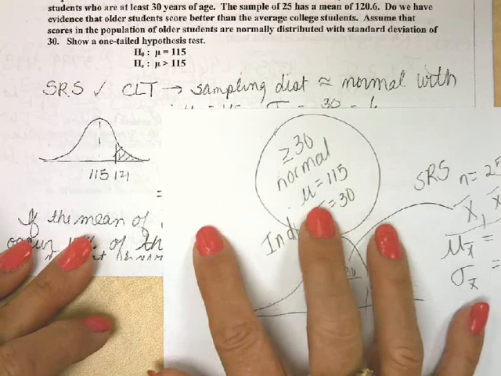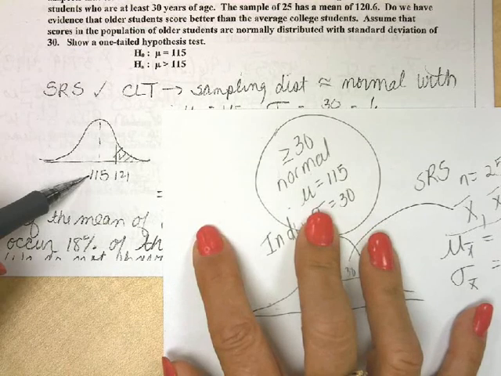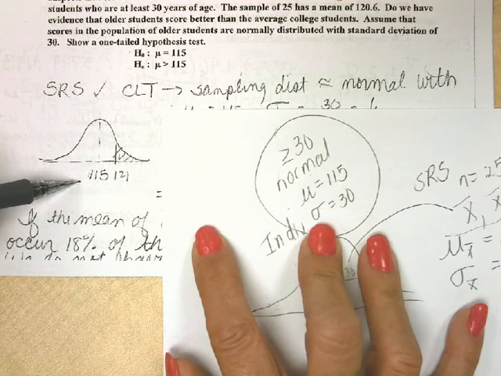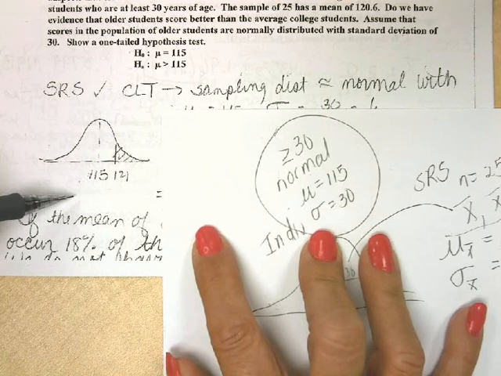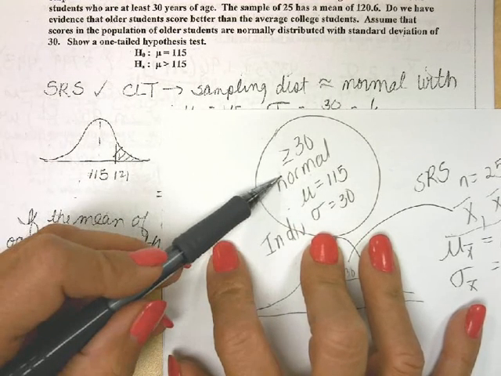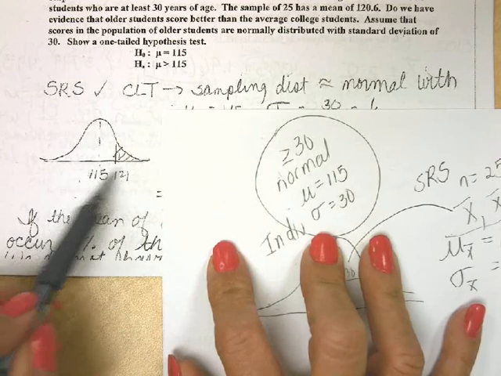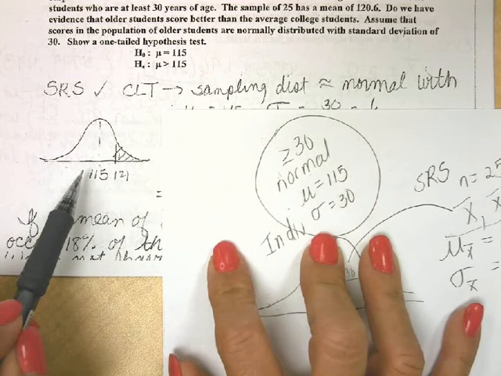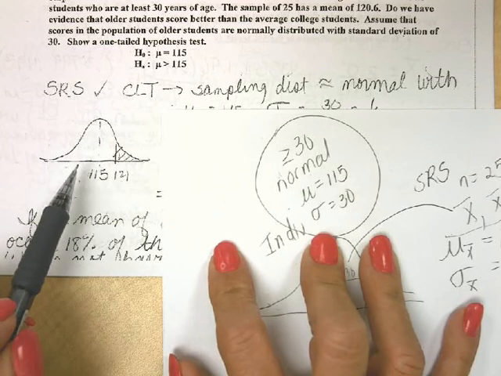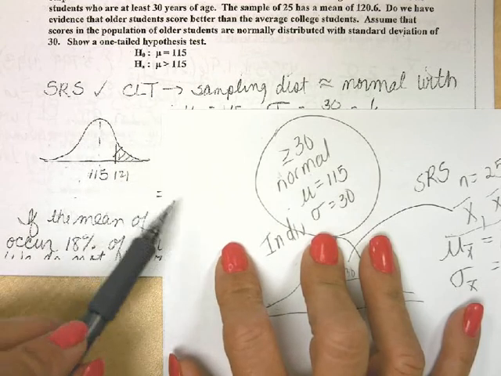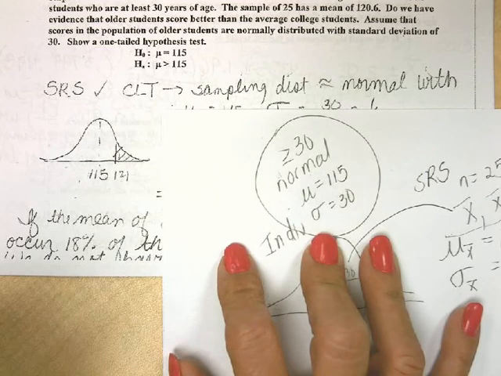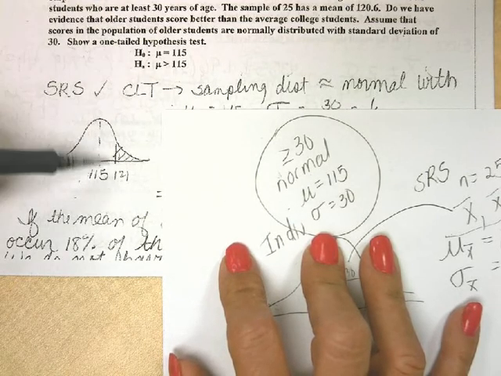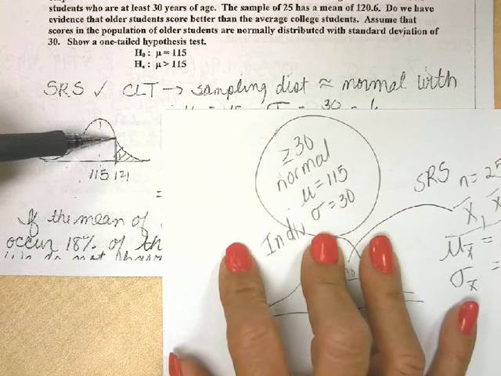Now again, we're assuming that the mean is 115. That's what our null hypothesis is telling us. Now how likely is it to sample from this population that looks like this? Again, these are groups of 25 people, not individuals. And how likely is it to get a mean of 120.6 or higher?